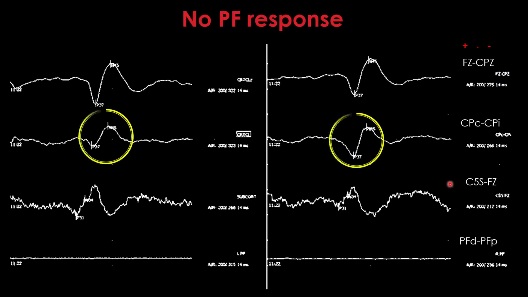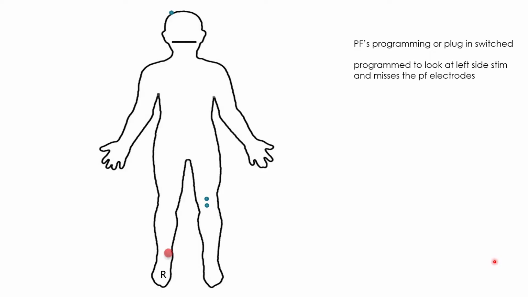Now, if that response is not inverted, and you still don't see a popliteal fossa response, that's when you know that it's probably just the popliteal fossa electrodes are switched. If the popliteal fossa electrodes are switched and the stimulators are not switched, you're stimulating the right side. It's looking for the electrodes, but you have them programmed in wrong, then you're not going to see a response there. But everything else is going to be a normal response.